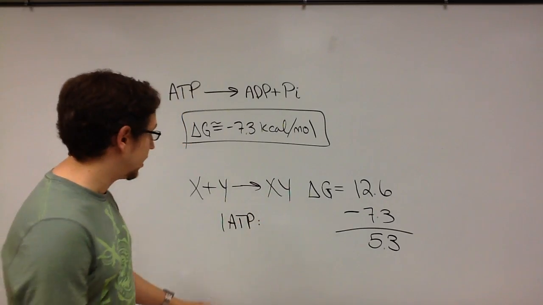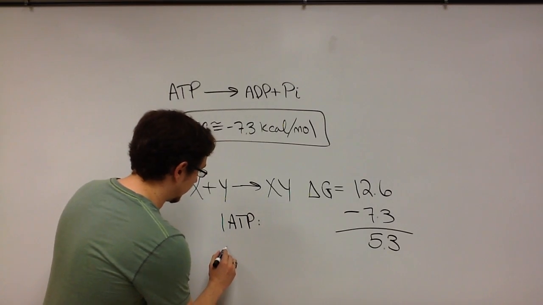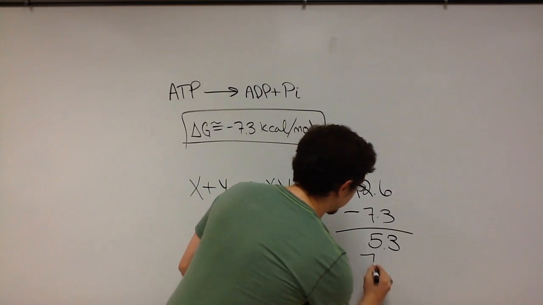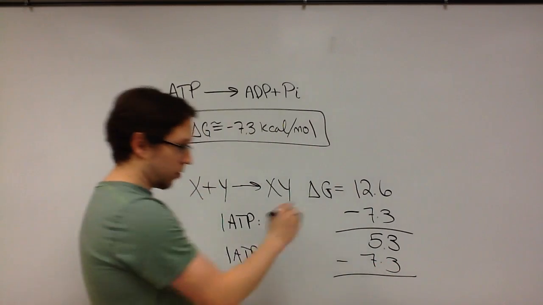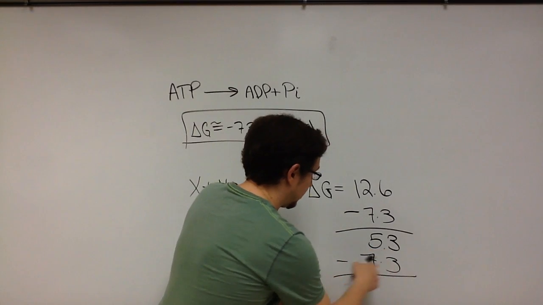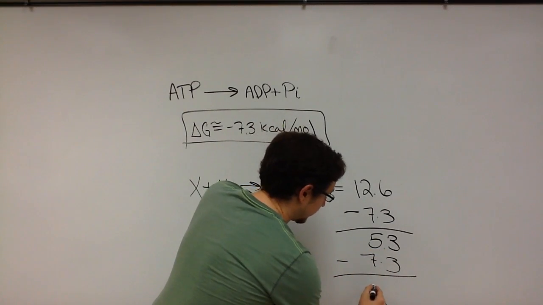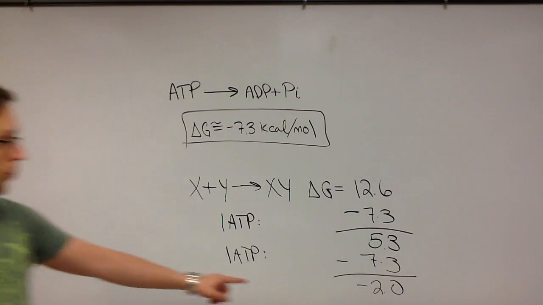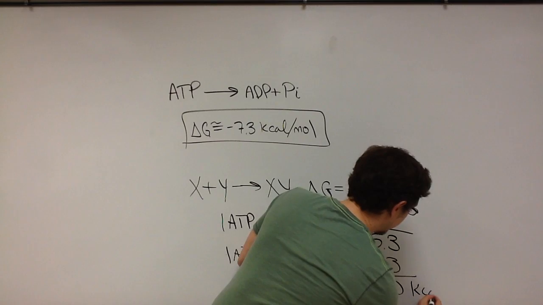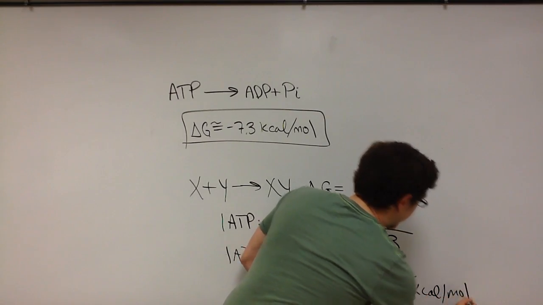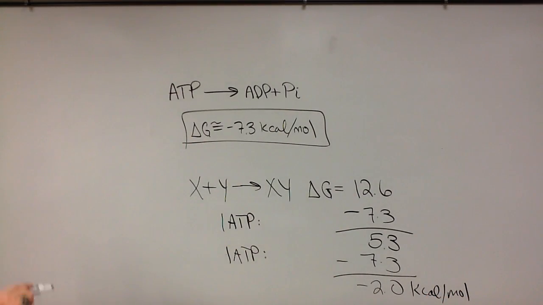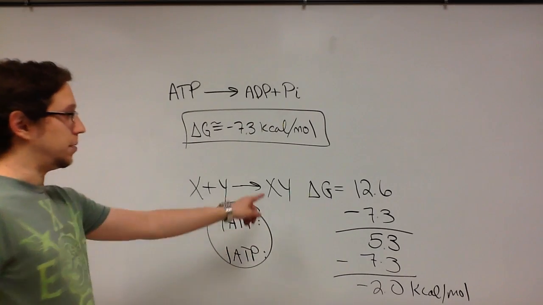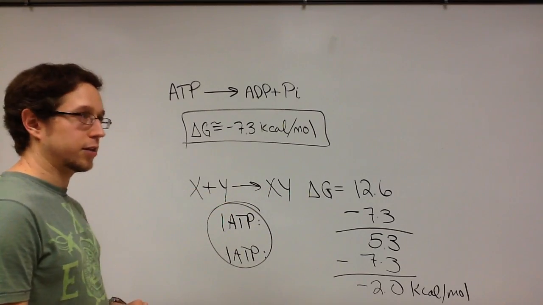To get there, we're going to have to add a second ATP. So here comes another ATP, negative 7.3. So 5.3 minus 7.3, or plus a negative 7.3, is a negative 2.0. At this point in time, we're at negative 2.0 kilocalories per mole, and we are now finally at a delta G that is less than 0. So it took 2 molecules of ATP to make this reaction proceed.